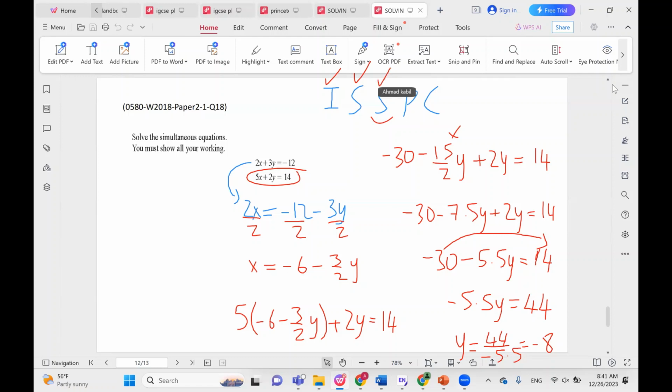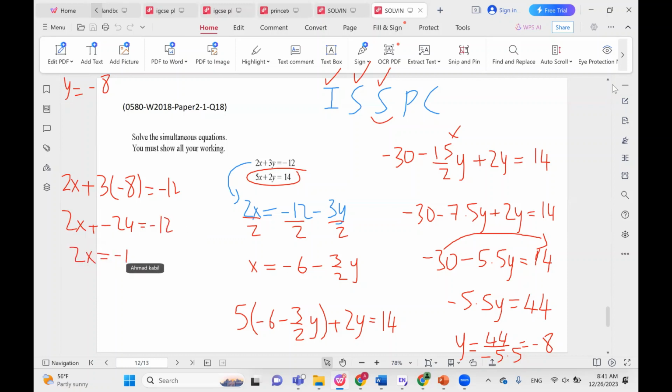Next, I need to plug. So y equals negative 8. Plug it in either one of the two equations. We have 2x plus 3y, so plus 3 times negative 8 equals negative 12. So you have 2x plus negative 24 equals negative 12. So you have 2x equals negative 12 plus 24. 2x equals positive 12, and x equals 6.